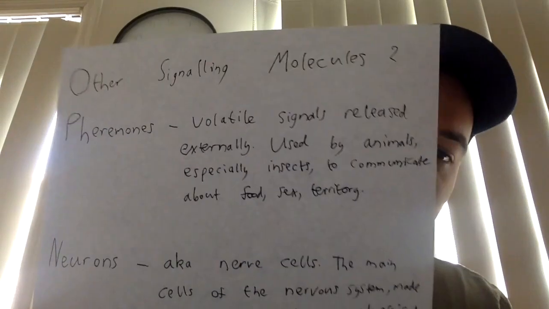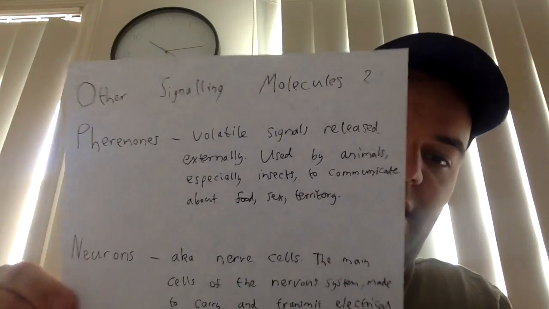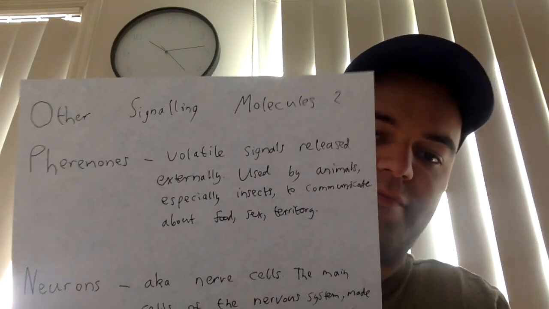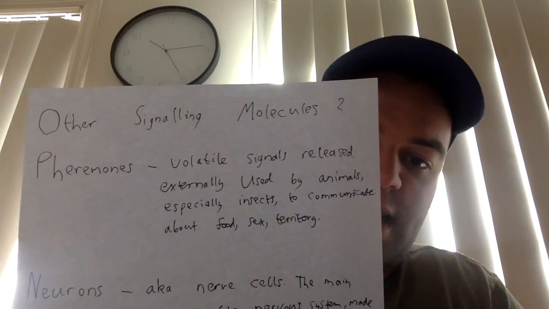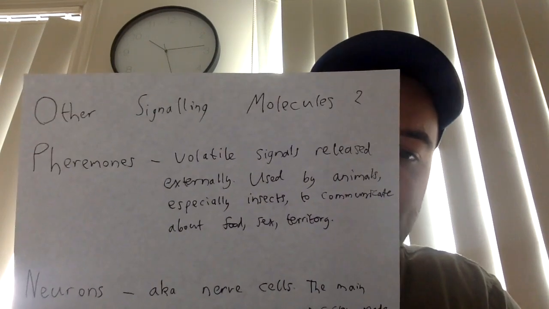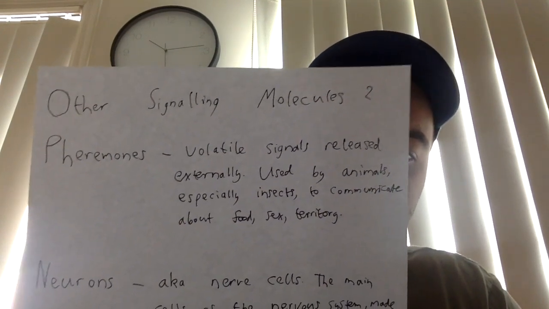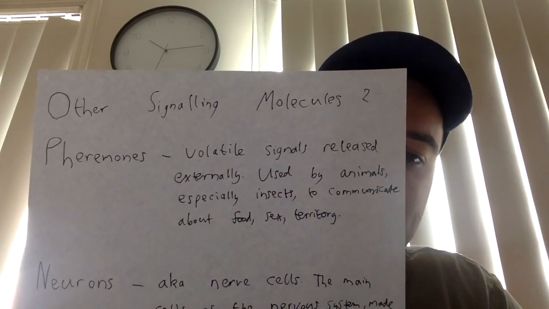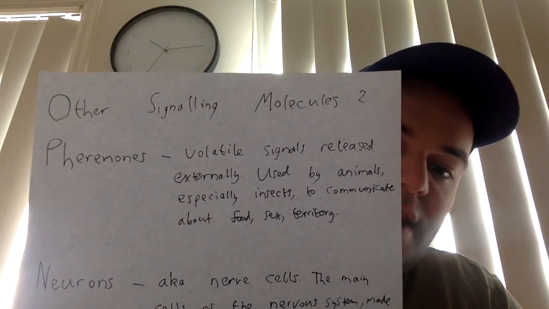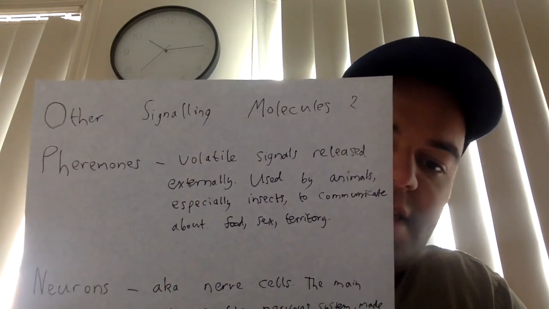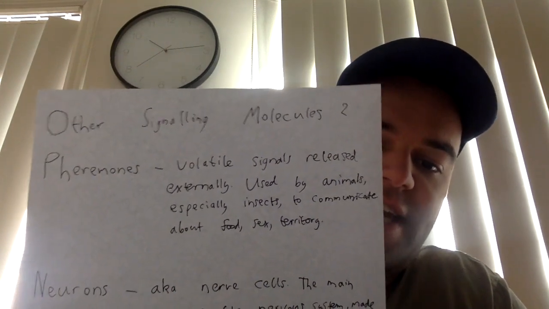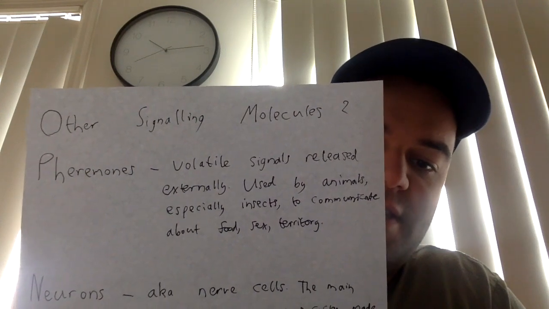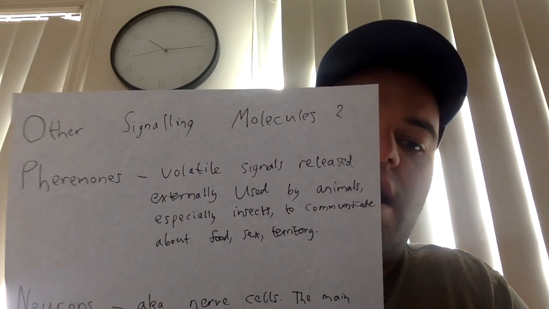Okay, another type of signaling molecule are pheromones. These are used by animals, and these are signals that are released externally into the environment. So they're usually for communicating with other members of the same species rather than within an individual. They're used by animals, especially insects, to communicate about food, sex, territory.